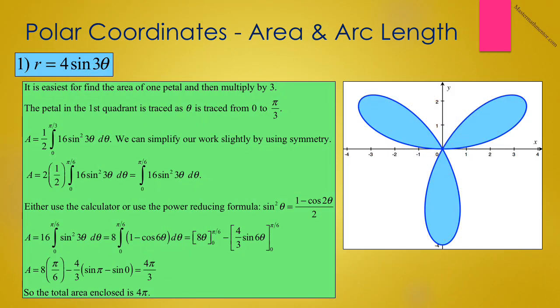The graph of r equals 4 sine 3 theta is a 3-leafed rose as shown to the right. We would like to find the total area enclosed by the curve.